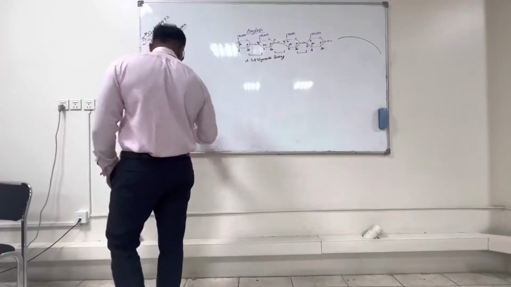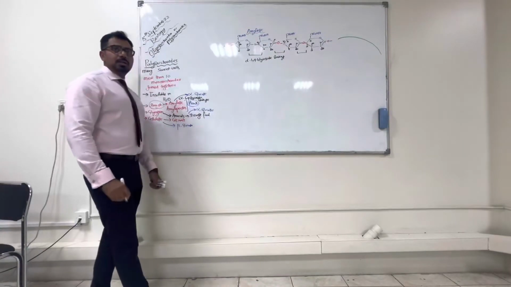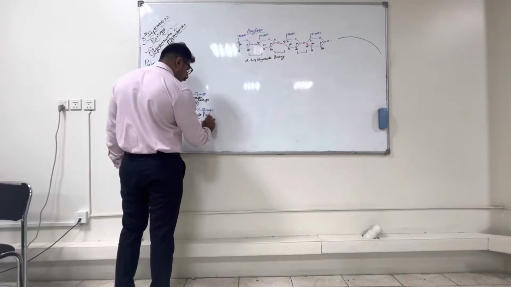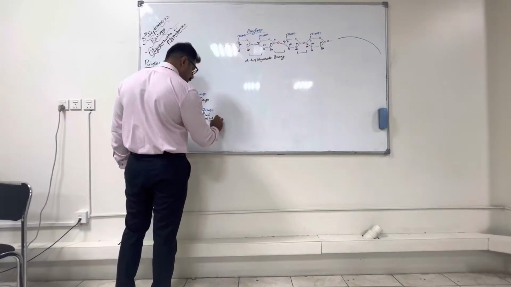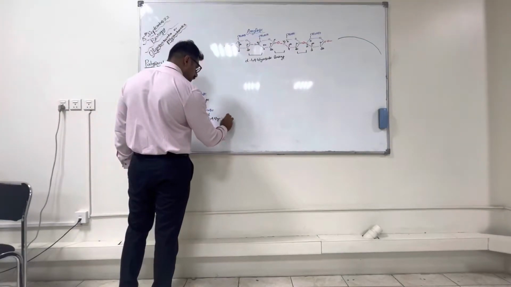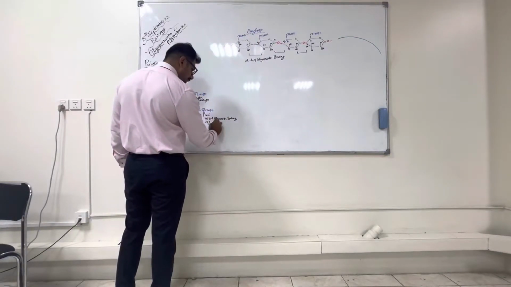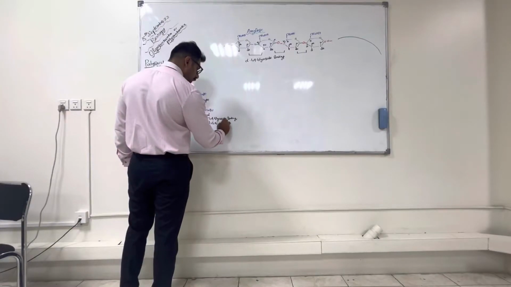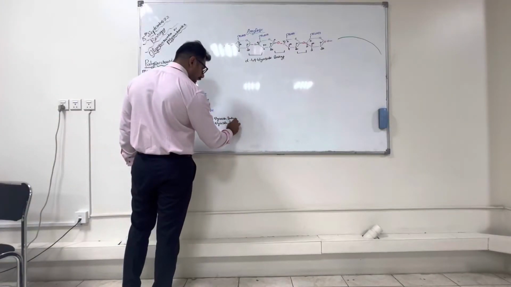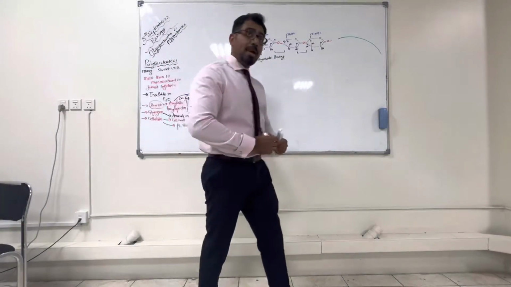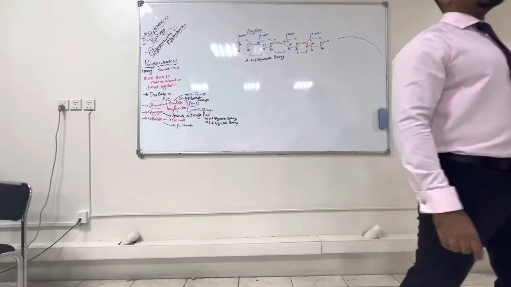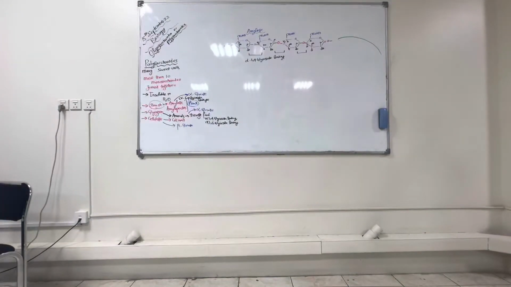But amylopectin and glycogen have alpha-1,4 glycosidic linkage and alpha-1,6 glycosidic linkage. These are for amylopectin and glycogen both. They have obviously alpha-1,4, but they also have alpha-1,6 glycosidic linkage as well.